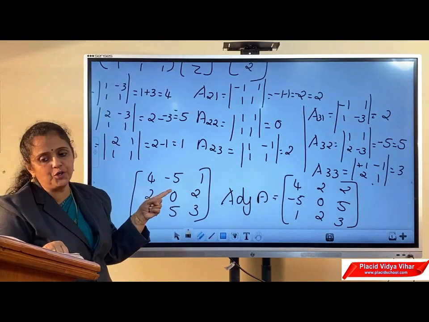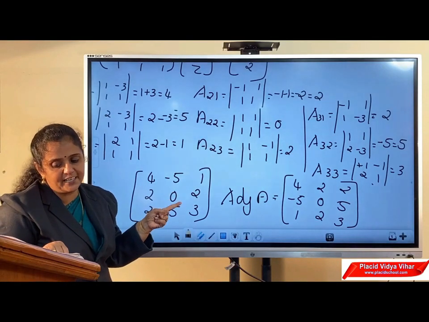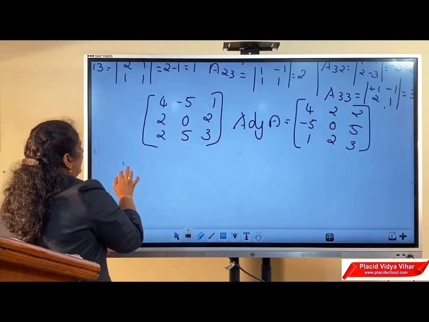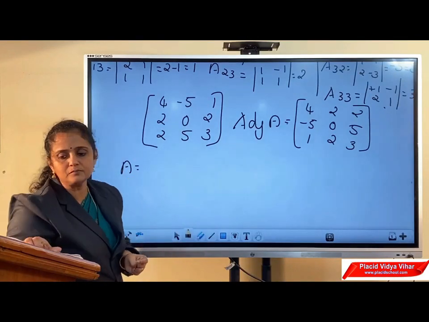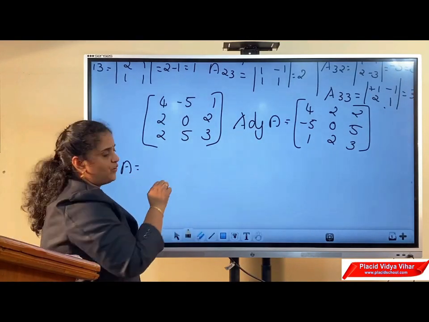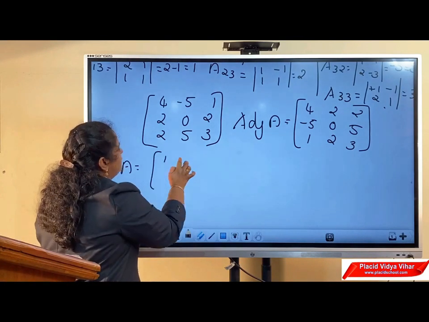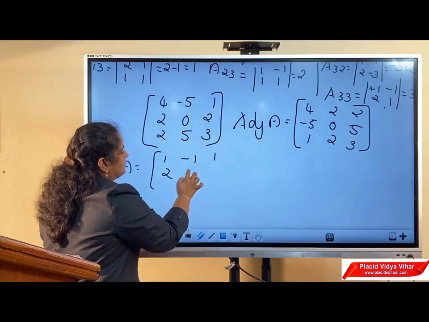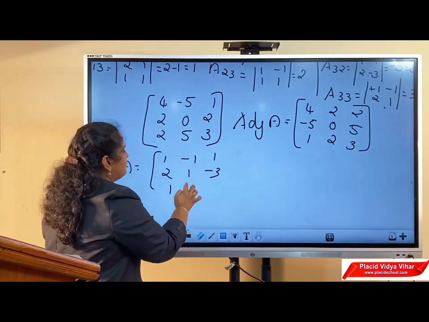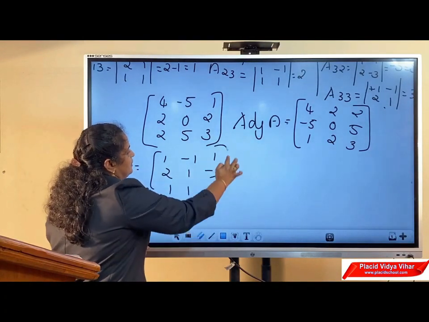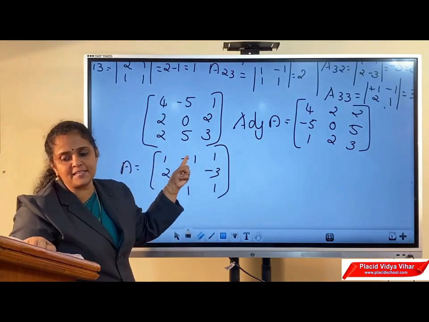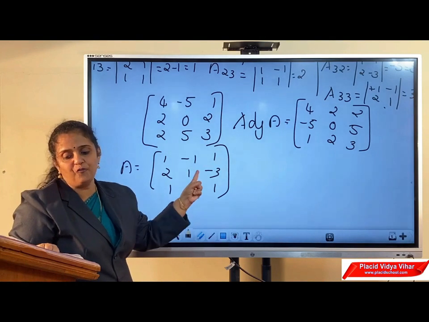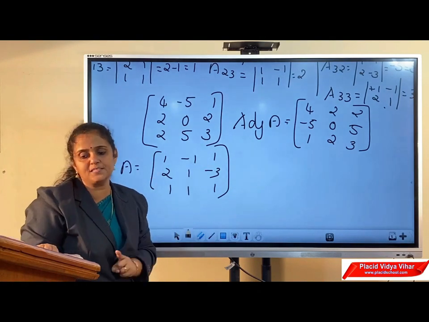A inverse is equal to the adjoint of A divided by the determinant of A. We can find the determinant. The determinant of A is equal to 1, minus 1, 1, 2, 1, minus 3, 1, 1, 1. Then we can find the value of this determinant.